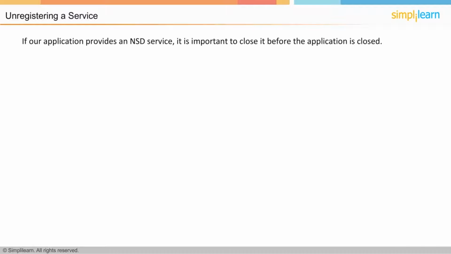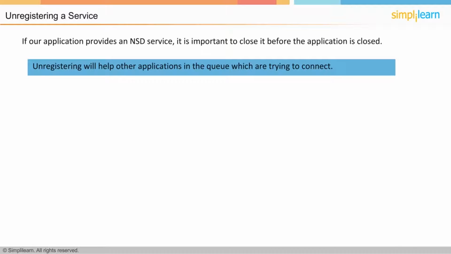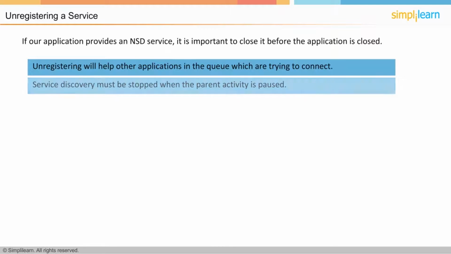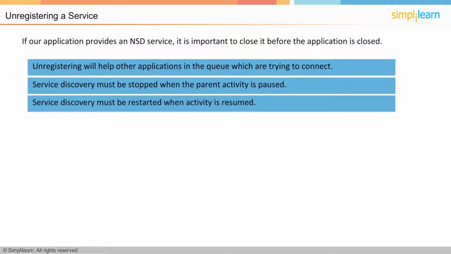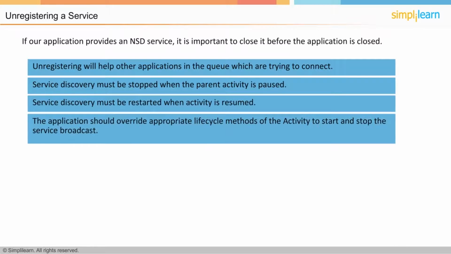If our application provides an NSD service, it is important to close it before the application is closed. Unregistering will help prevent other applications from seeing the service as still available and trying to connect. Also, the service discovery must be stopped when the parent activity is paused, and it must be restarted when the activity is resumed. Our application should override appropriate lifecycle methods of the activity to start and stop the service broadcast and discovery as appropriate. For example, we could call register or discover APIs from the activity's onResume callback. Similarly, unregister and stop discovery from the onDestroy callback.